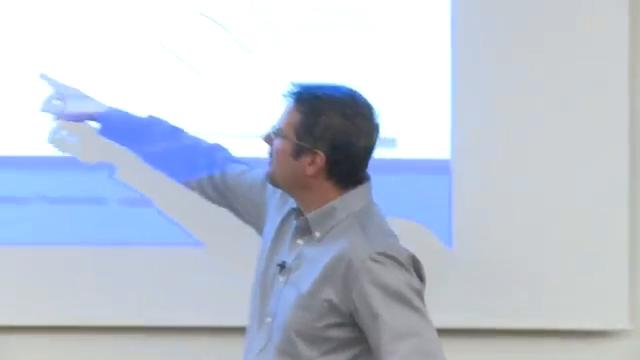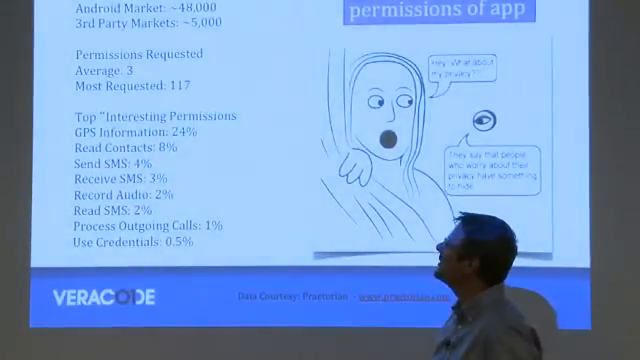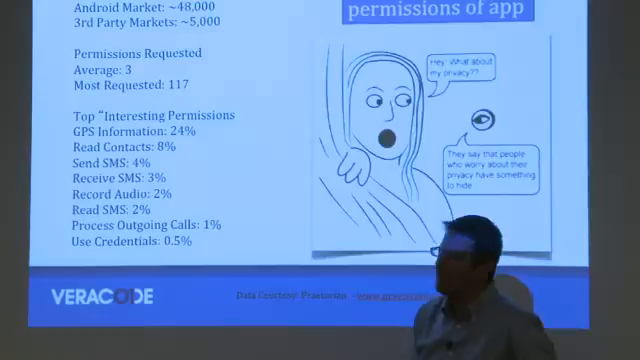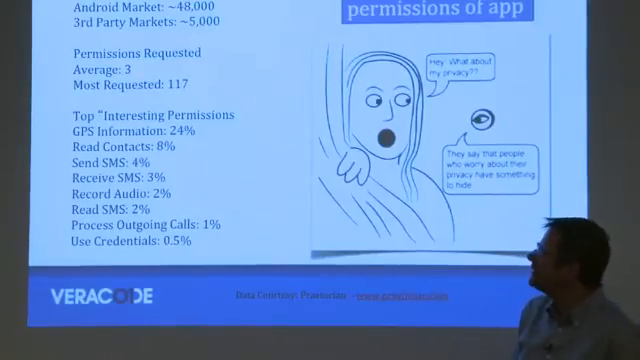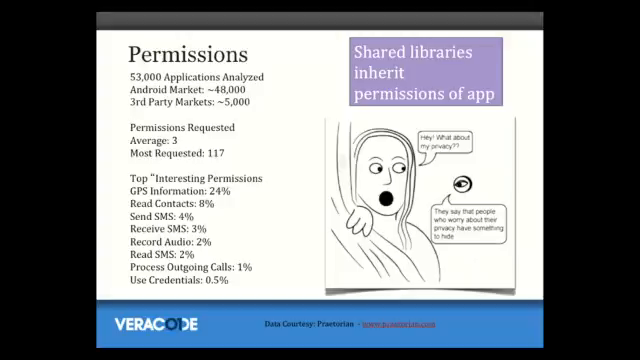But if you look at some of the top interesting permissions, 24% of the apps that they downloaded out of the 53,000 requested GPS information from the device. 8% read the contacts. 4% sent SMS and 3% received SMS. 2% recorded audio.